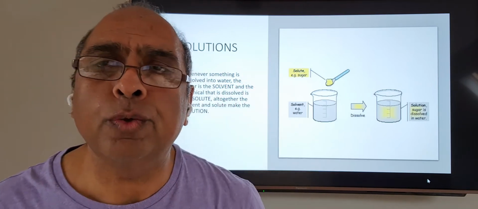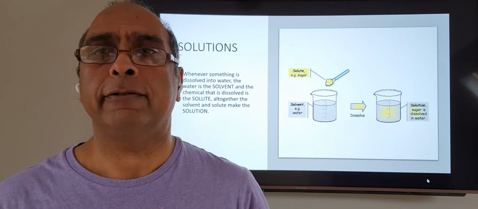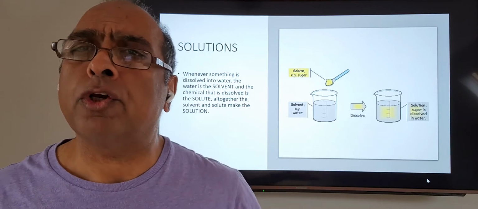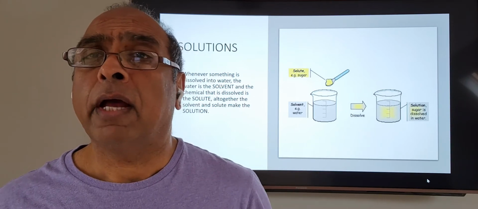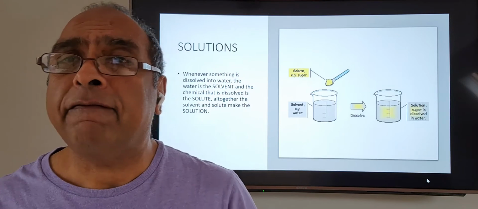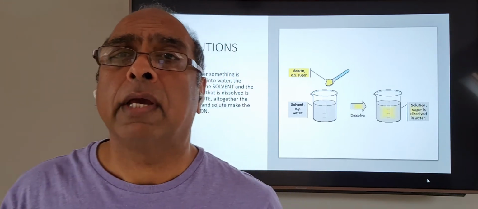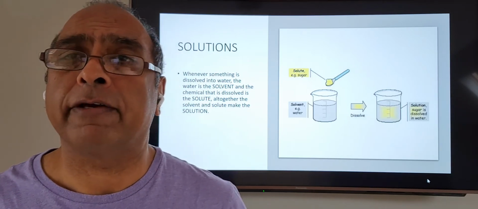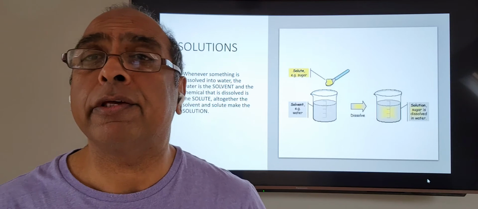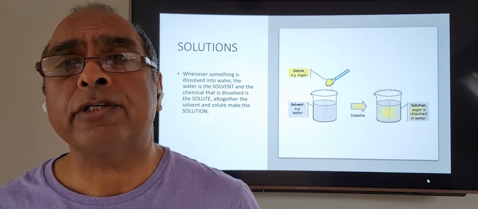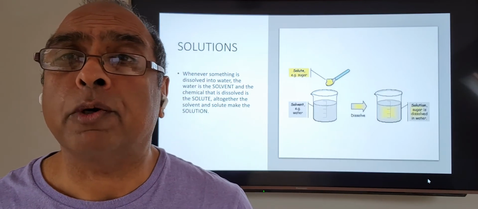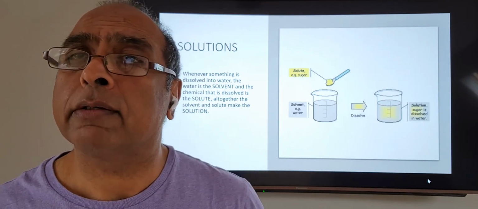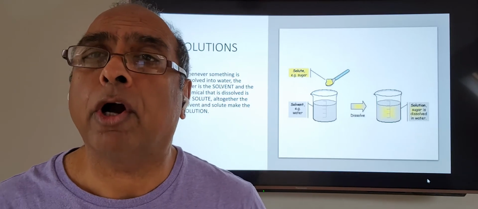Now, because solutions are so very common, we have to separate them. Sometimes you want the solute and sometimes you want the solvent, and you need different techniques if you want the dissolved things in the solution, or if you want the solvent, the stuff that's done the dissolving. Let's have a look at the simplest one first, which is, say you've got salty water and you want salt, or sugary water and you want sugar, or copper sulfate solution and you want copper sulfate.